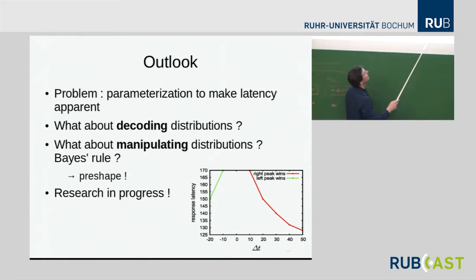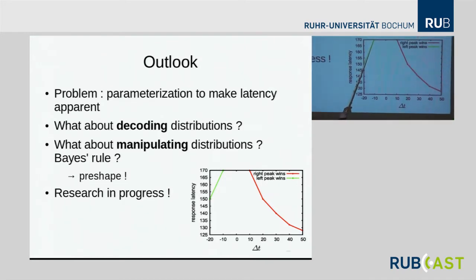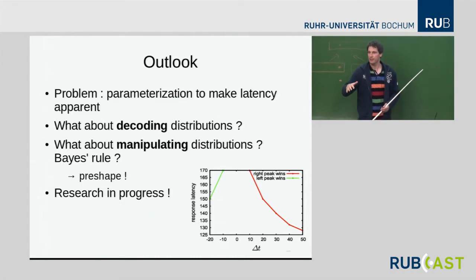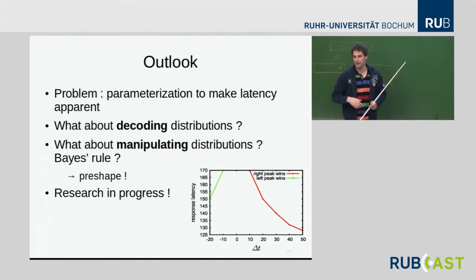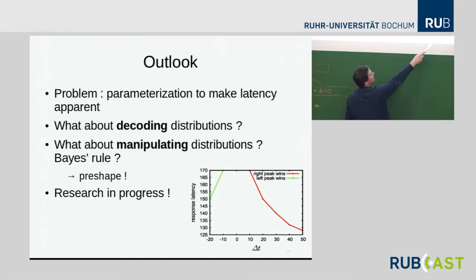So if it comes almost at the same time as the second peak, it will still be selected, but it will take longer because there will be less buildup of pre-shape and there will be more competition with the other until the other is killed. And this is totally symmetric. So if you take the other peak, if the other peak comes first, then it will be selected first.